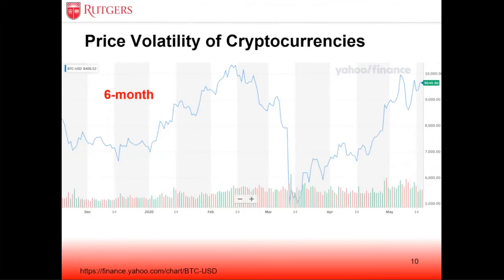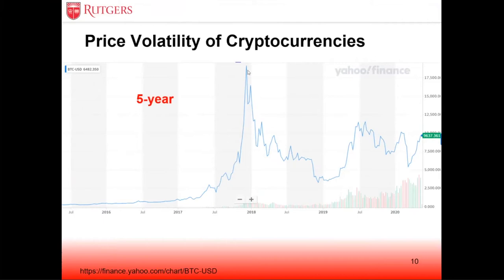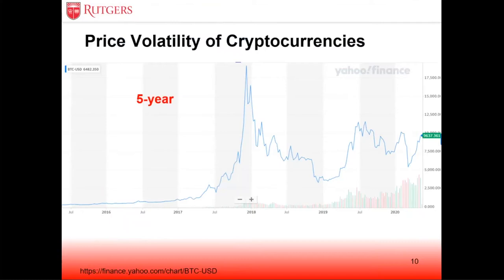The price of one Bitcoin reached around $20,000 at the end of 2017. So, because of this price volatility, it becomes a barrier for us to use cryptocurrencies in our daily lives to purchase or trade for something. And that's the time series view, a horizontal view of the price volatility of cryptocurrencies.